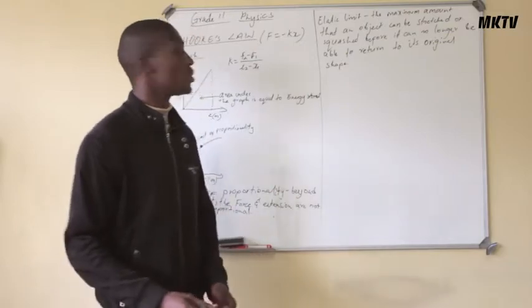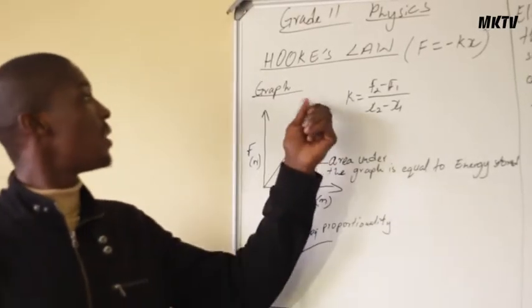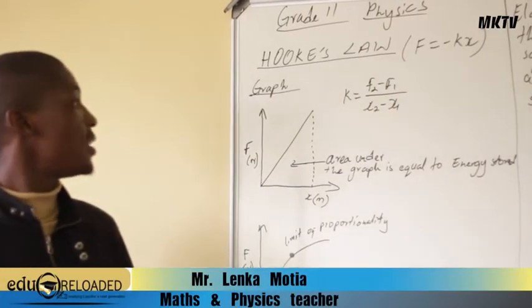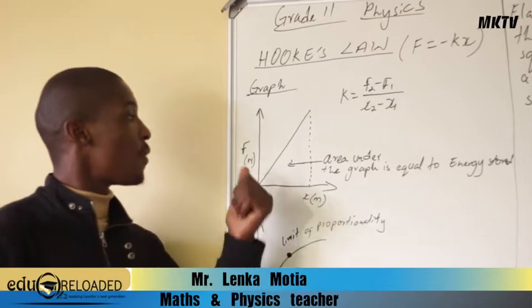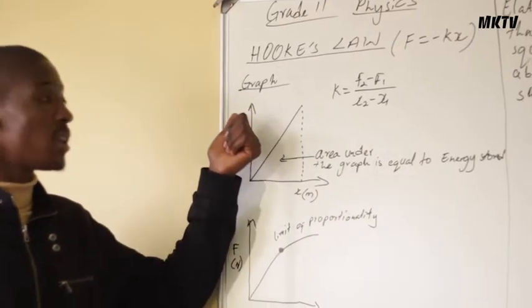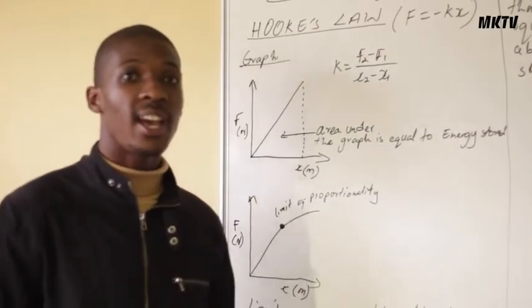Moving on to the Hooke's law graph. We have the graph here. Our graph will be plotted with force against extension. The force is on the y-axis and the extension is on the x-axis.